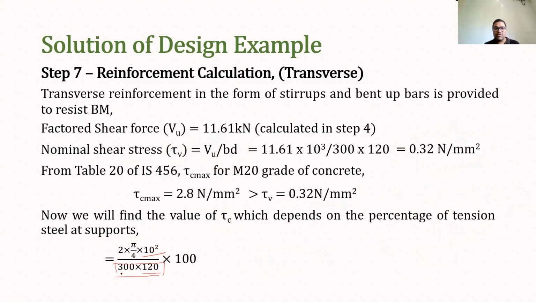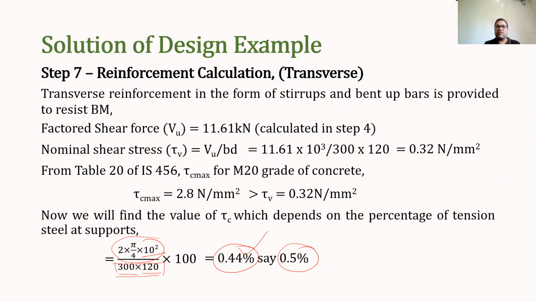So 120 is the D and 300 is the b, and this one is the Ast at the support. With this we can calculate the percentage of steel. Now this percentage of steel is 0.44%. Generally, I'm rounding off this value to 0.5% so that we can directly find out the value from the table. But generally, we will find out tau c value only for the percentage that is calculated, with interpolation. Now I am avoiding interpolation here, but you have to calculate the actual value of tau c by using this percentage. Here I am just rounding off this value to get the value of tau c directly from the table.